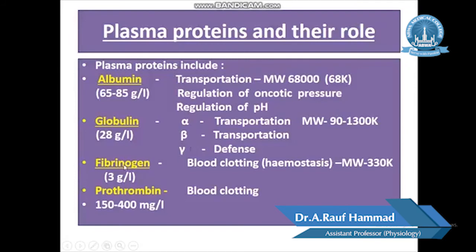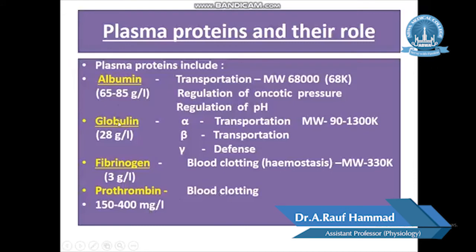The third protein is fibrinogen. It is 3 grams per liter, and it is for blood clotting or hemostasis, not homeostasis. Homeostasis is a different word. It is hemostasis. Hem means blood, stasis means to stop the blood. And prothrombin, it is 150 to 400 milligrams. The others were in grams, and this is in milligrams per liter, and it is also for blood clotting.